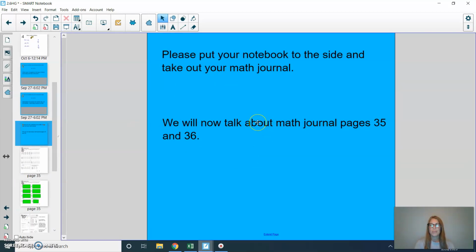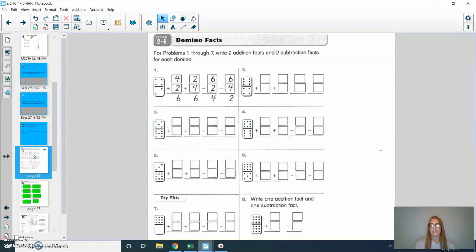When you're ready, we're going to put our notebook or our whiteboard to the side, and we're going to talk about Math Journal pages 35 and 36. Let's look at page 35 first. For problems 1 through 7, write 2 addition facts and 2 subtraction facts for each domino. So let's look at the example.